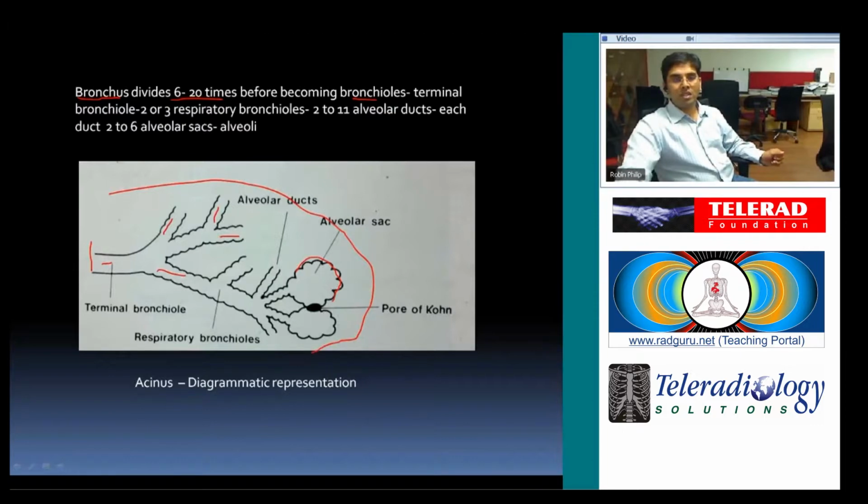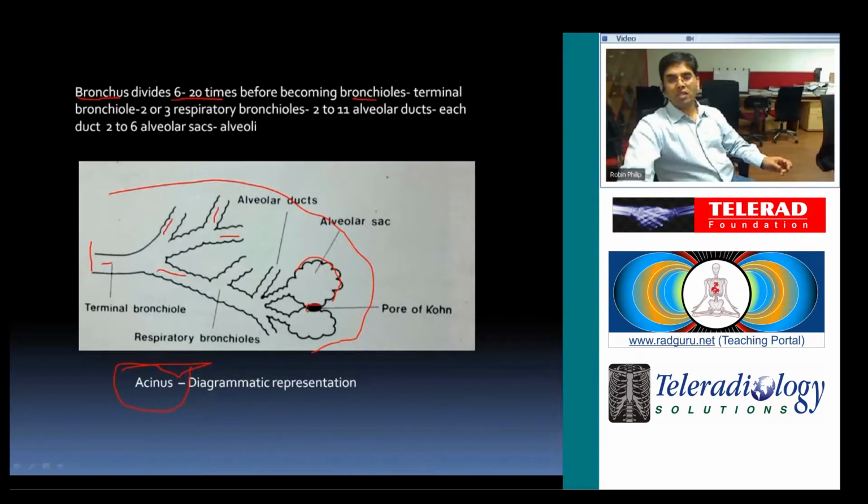When someone describes airspace opacity, they're talking about this, acinar opacities, alveolar opacity. The whole thing is the single acinus. The terminal bronchioles, respiratory bronchioles, alveolar ducts, sacs, and then the alveoli form one single acinus.